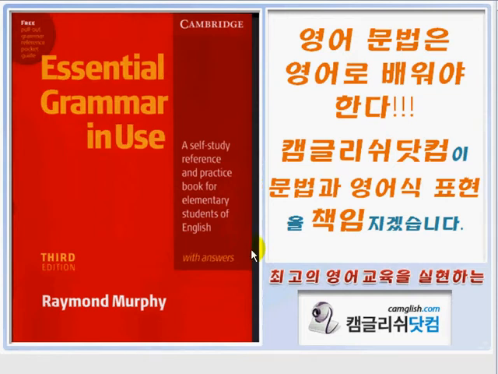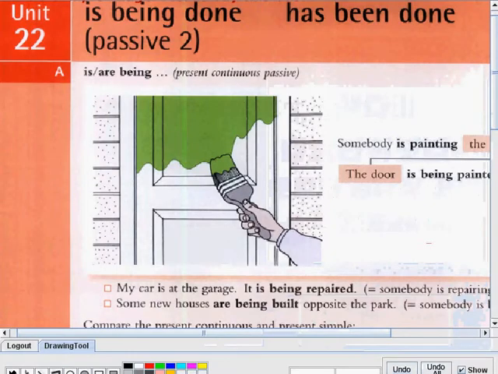I'm Teacher Angel, and I'll be teaching you a grammar lesson that can be found in Essential Grammar in Use book, 3rd edition by Raymond Murphy. We're still on our topic, how to make passive form of sentences, but today we're going to focus on making present continuous passive sentence. And we're going to discuss "is being done". Alright?